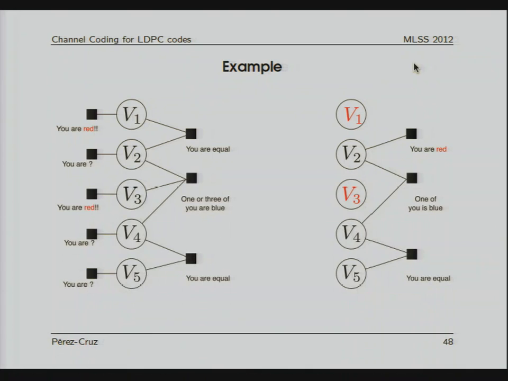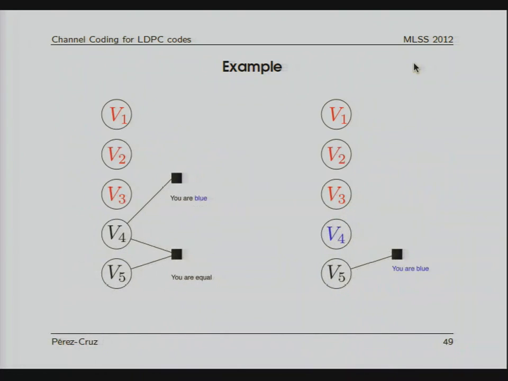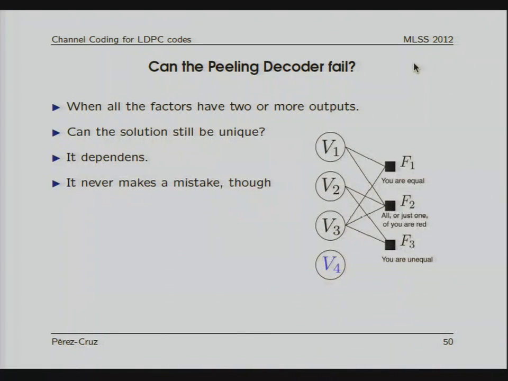What can happen? Okay. So your question is, can the peeling decoder fail? And it can fail. So if at some point you run out of factor nodes with only one output, then you're stuck, and the peeling decoder fails.